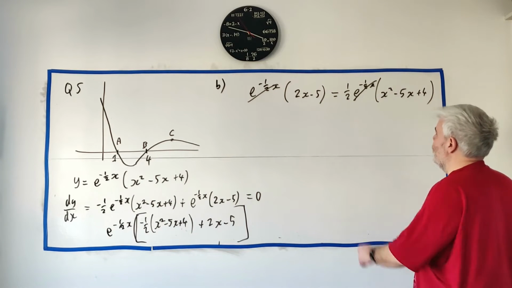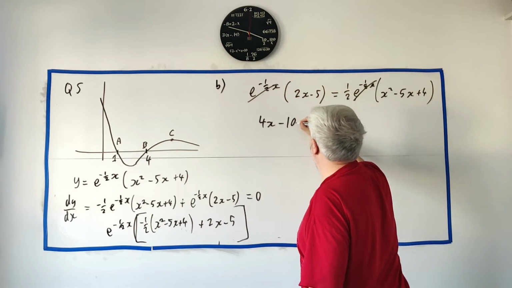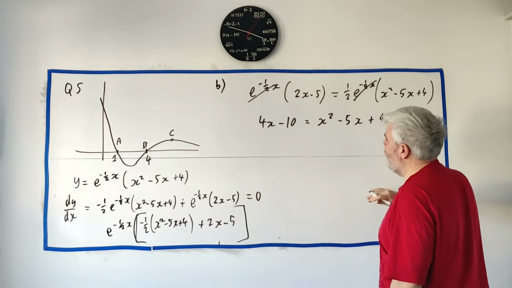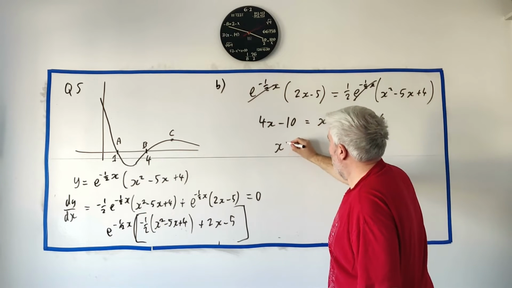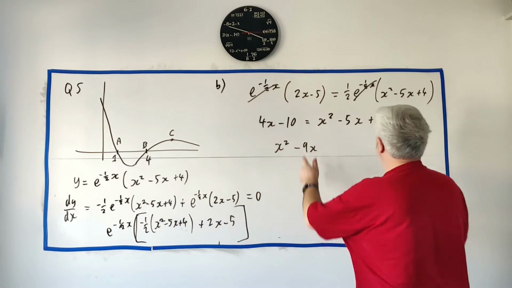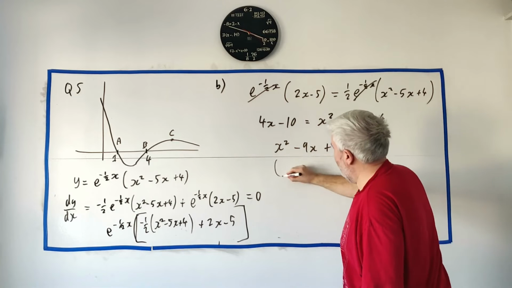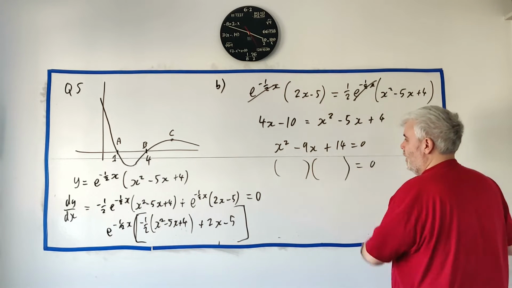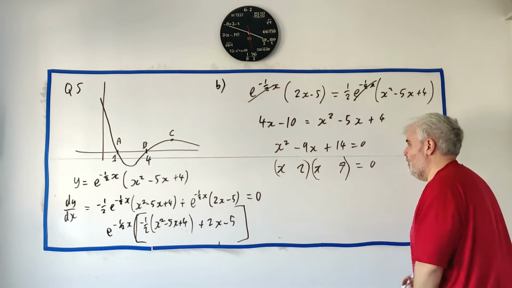So let's clean this up. Let's multiply 2 across. We get 4x minus 10 equals x squared minus 5x plus 4. Let's get everything over on the right, so x squared is positive. x squared minus 9x plus 14 equals 0. This is a pretty good factorization as well. 7 times 2 works for both of these.